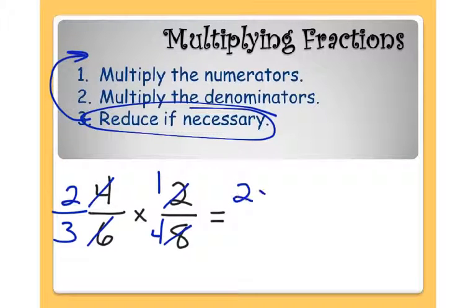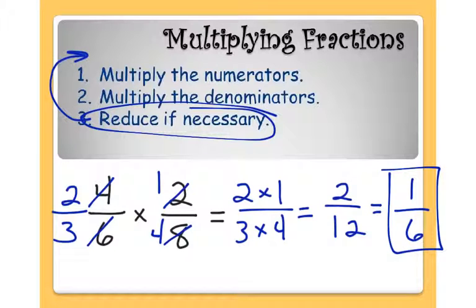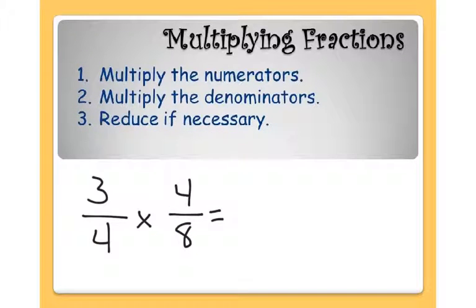Multiplying that out, I get 2 times 1 for my numerator and 3 times 4 for my denominator. 2 times 1 is 2, 3 times 4 is 12. They're both even, so I can cut them both in half and get 1/6 as my final answer. So this shows that I can reduce both fractions ahead of time to make my final answer become lowest terms as soon as possible. Now it's your turn.